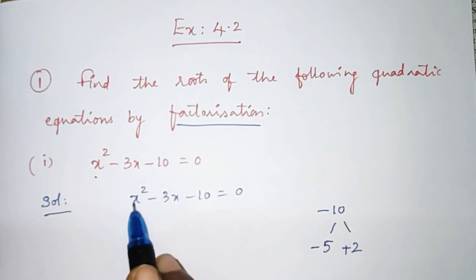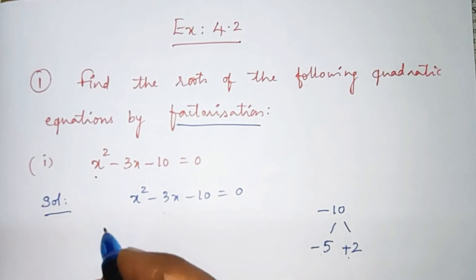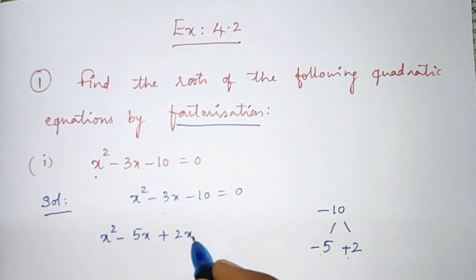Now the first and last terms should be written as they are. Instead of the middle term we are going to split this minus 3x as minus 5x plus 2x. Let's write that now. x square minus 5x plus 2x minus 10 is equal to 0.